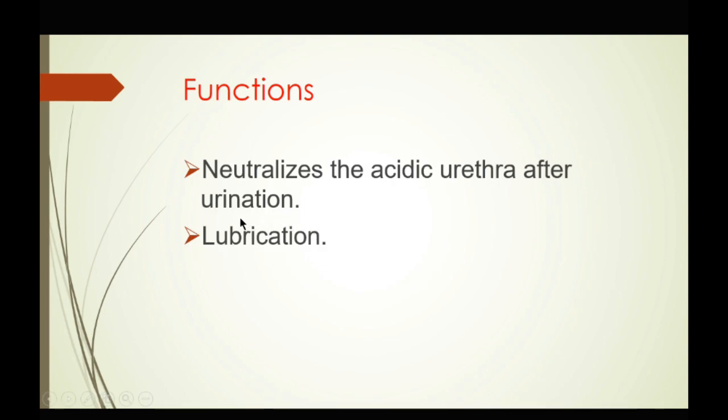The second function of the fluid secreted by the corpus gland is lubrication. So it brings about the lubrication of the urethra. The final part we are going to see is the semen. As I have told, all these three accessory glands that we have seen, first the seminal vesicle, second the prostate gland, and third the corpus gland, along with the sperms, form the semen.